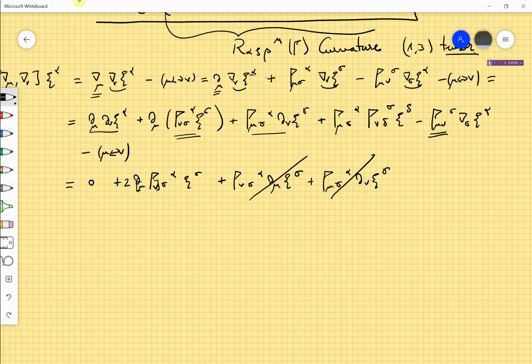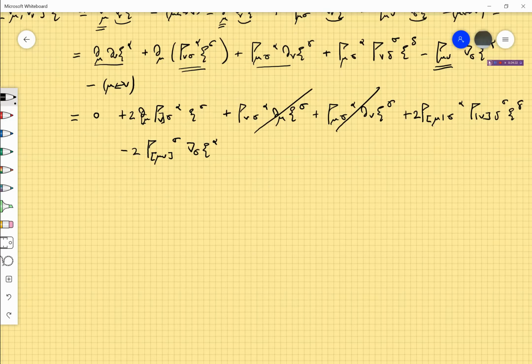And then the next one. Okay, I have no reasons to suspect that it vanishes, but it is antisymmetrized and multiplied by 2. And then the last term is also antisymmetrized and multiplied by 2. Okay.